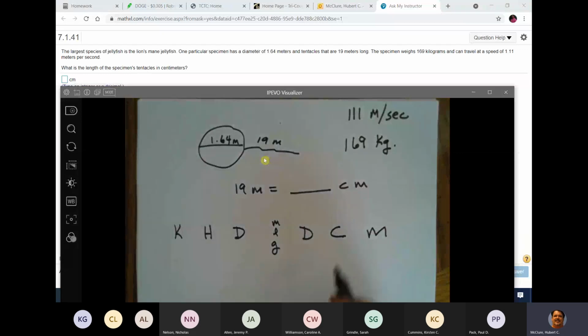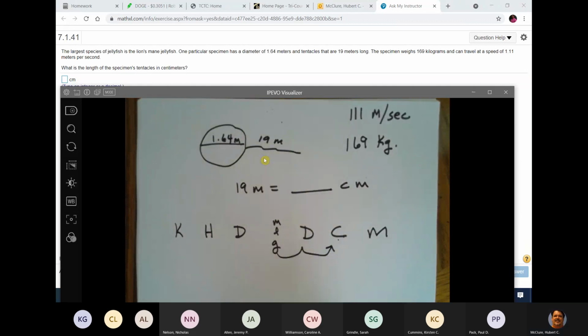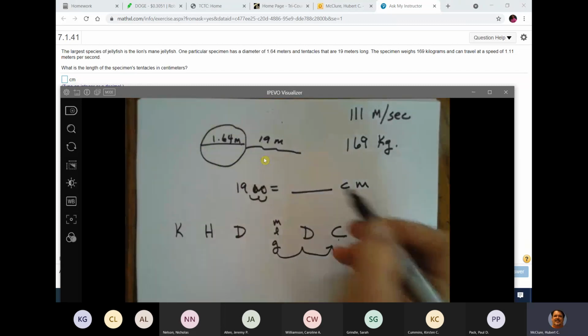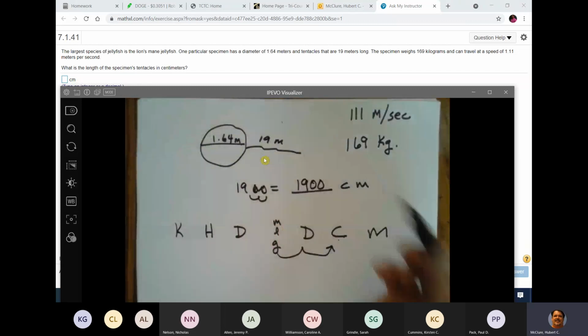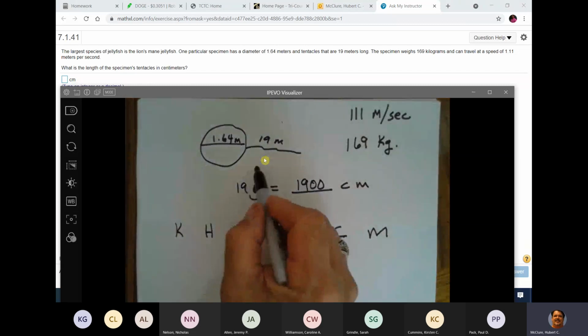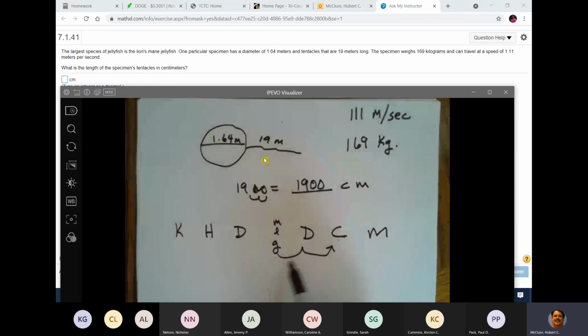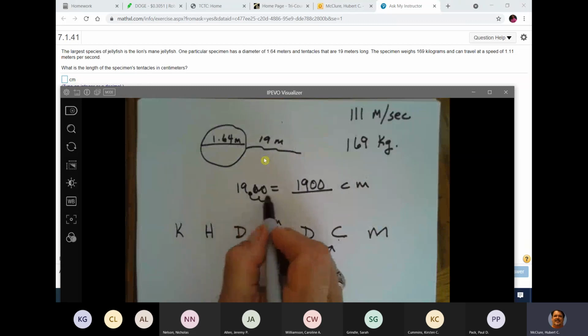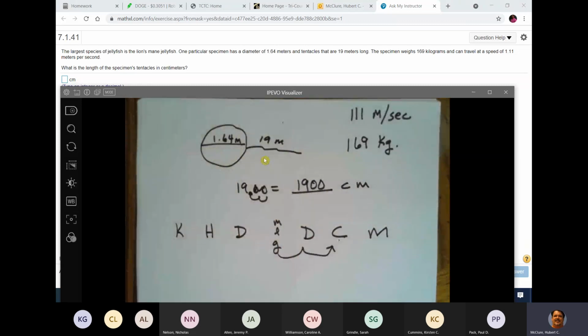And we got centimeters, so we got to go from meters to centimeters. So 1, 2. So 1900. So you go from meters to centimeters, 2 places to the right. So therefore you move the decimal 2 places to the right and put in 2 zeros.